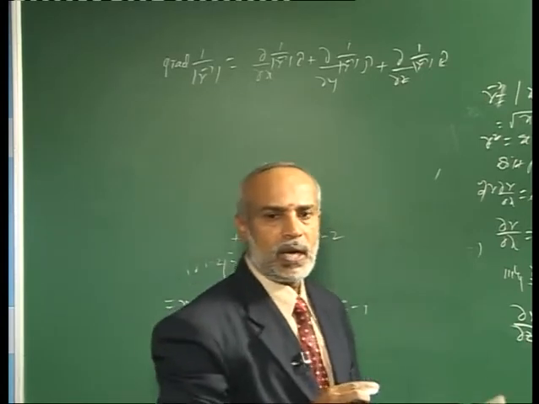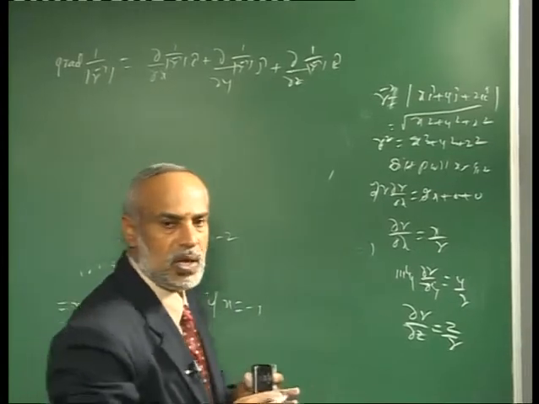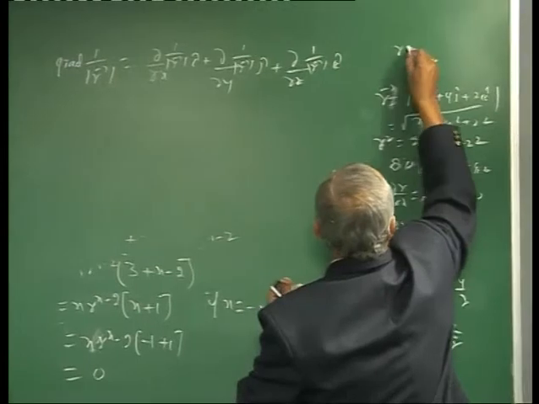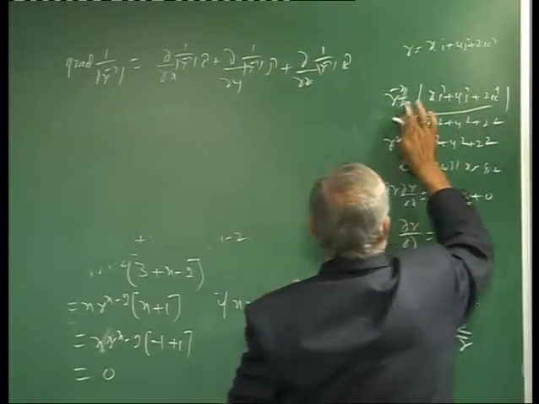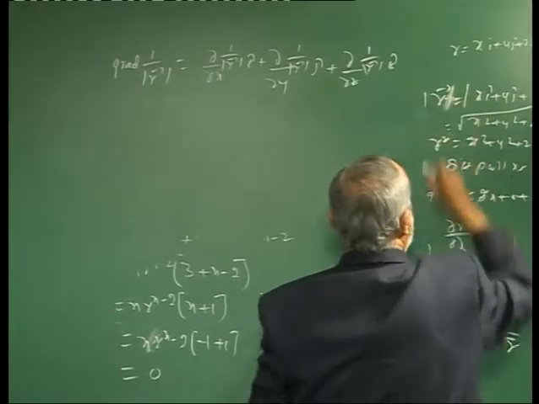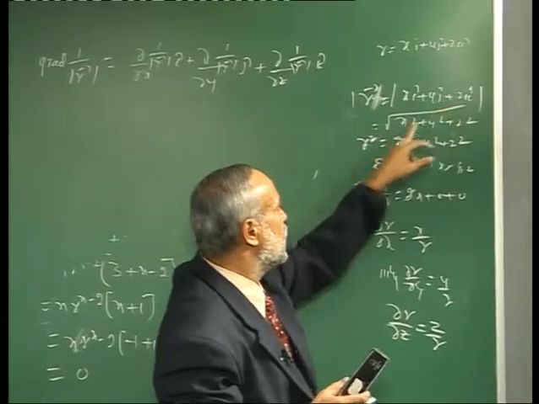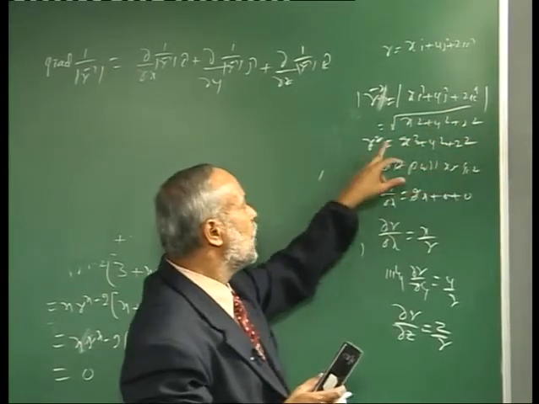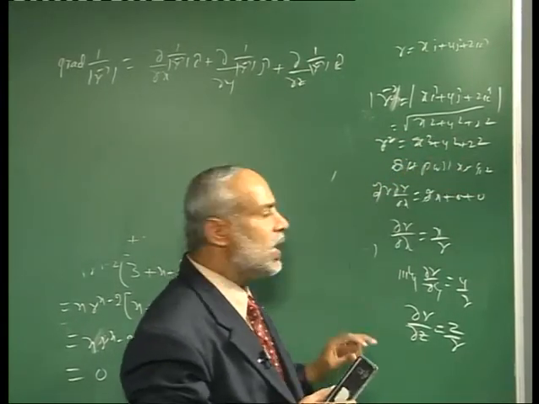Then what is given? R vector is equal to xi vector plus yj vector plus zk vector. Then you can apply the modulus of r vector is equal to modulus of xi vector plus yj vector plus zk vector, means square root of x square plus y square plus z square. Squaring on both sides, r squared is equal to x square plus y square plus z square.